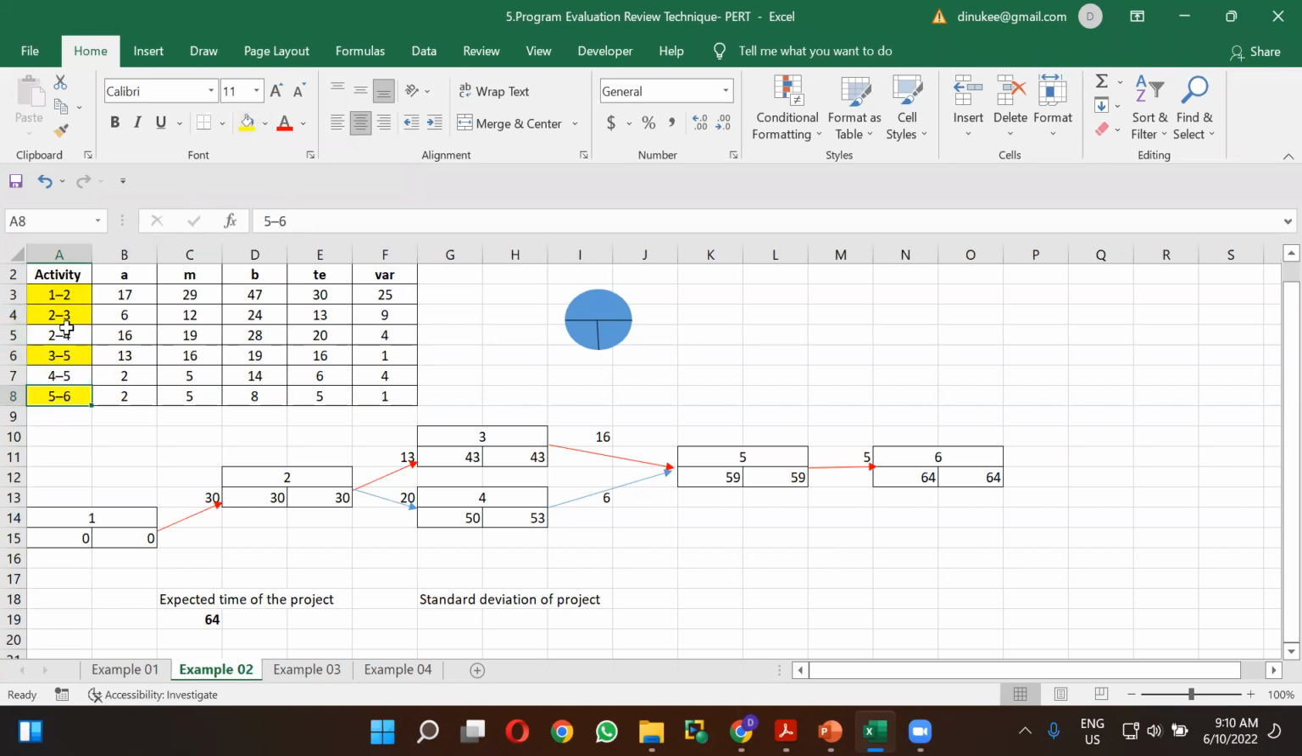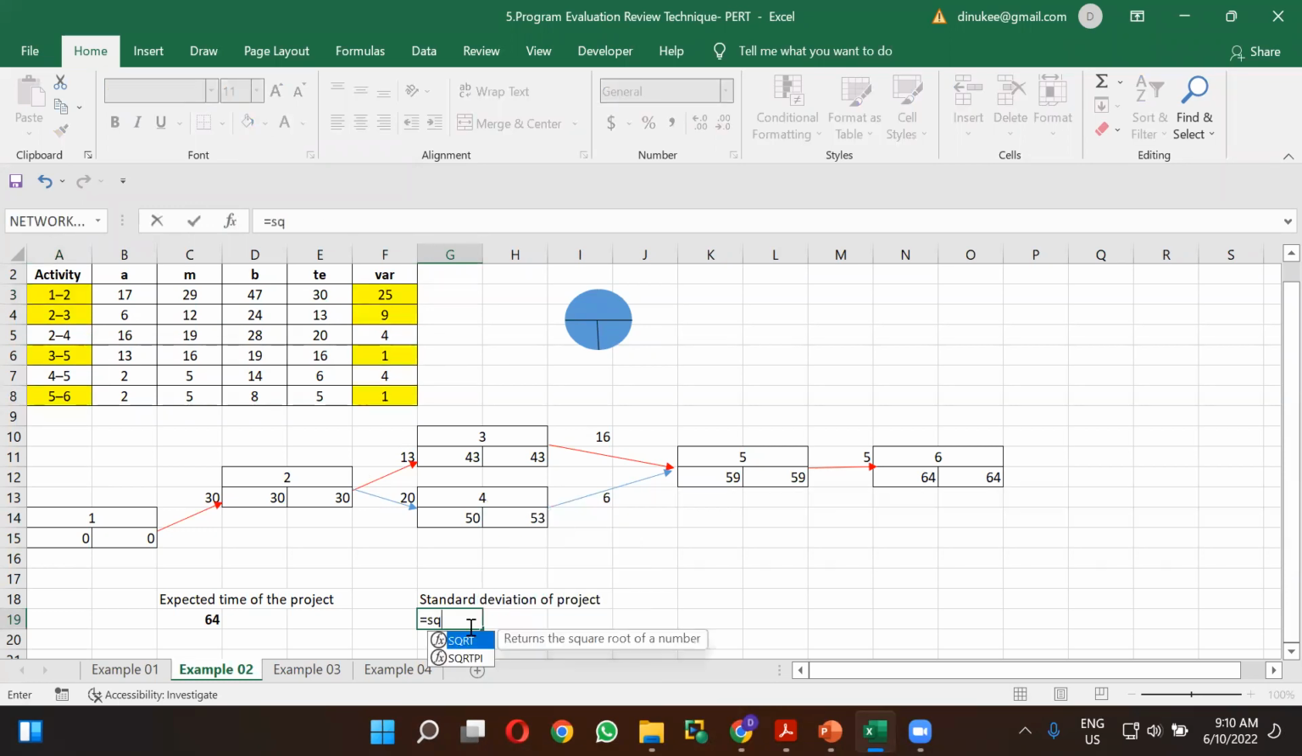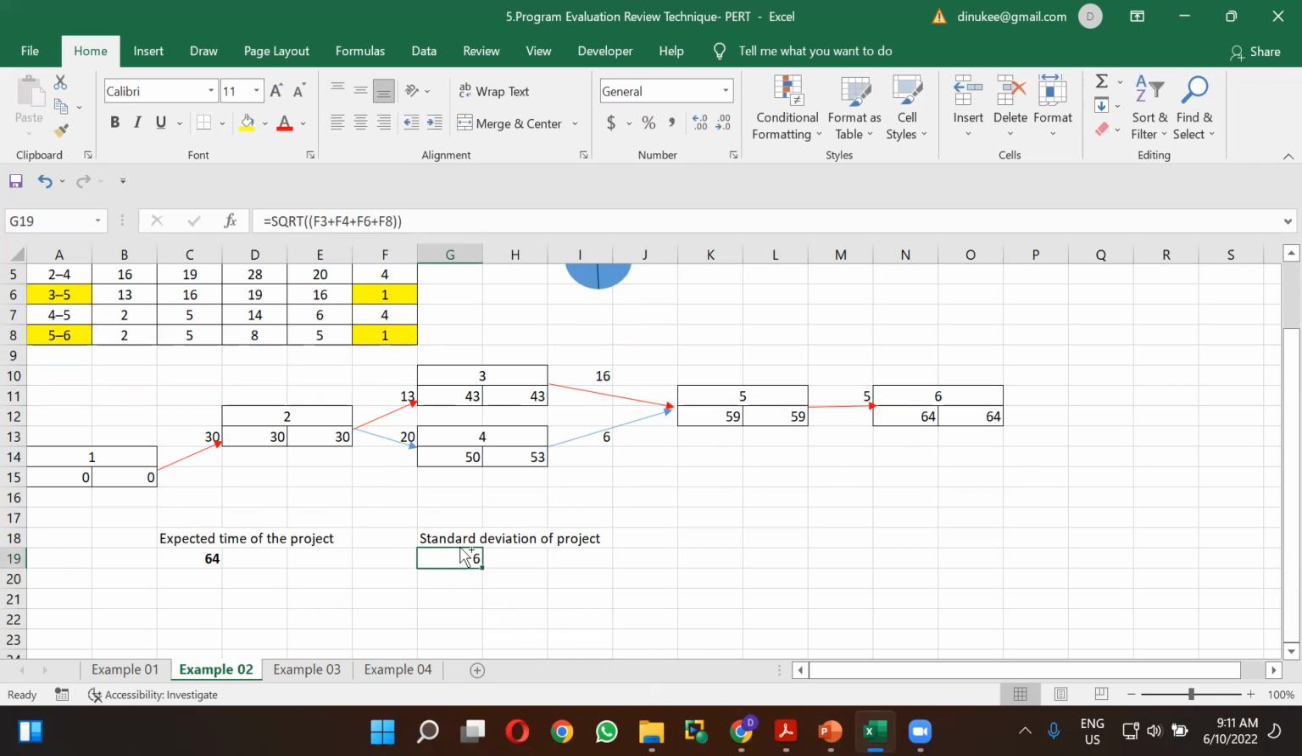After highlighting the critical activities, what do you take? You have to take the variances. I have highlighted those variances too, and you have to take the summation of them. Then you have to take the square root of the summation of all these variances. Right, the answer is right. The standard deviation for the project is 6.